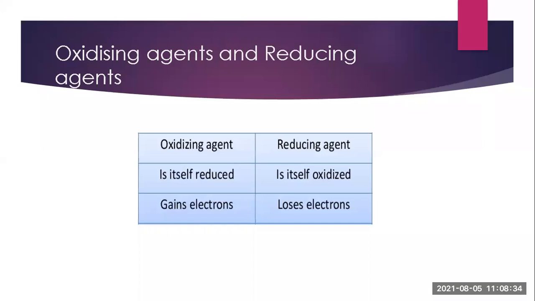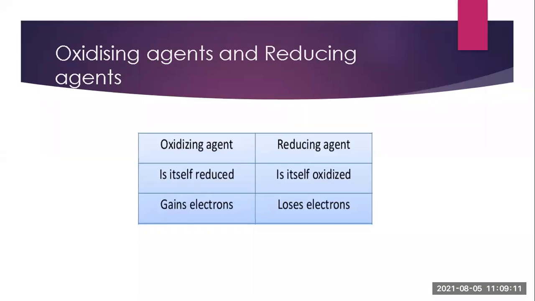When you talk about an agent, its role is just to get the work done of another person, but he himself is not doing it. That means he is not doing his own work, he is doing the work of another person. So the oxidizing agent is an agent that itself does not undergo oxidation, but it makes another compound or another element oxidize. That's why it is an oxidizing agent.